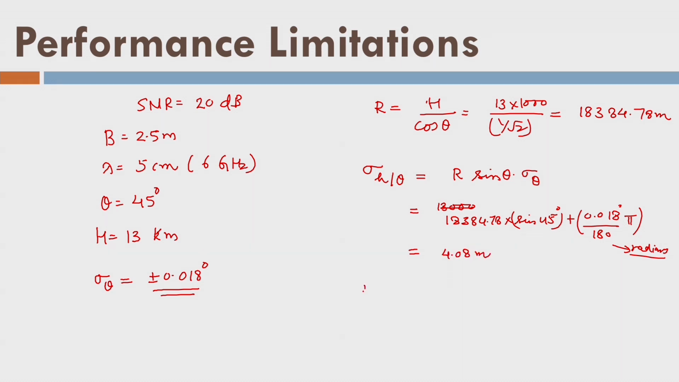At the same time, what about sigma y, r cos theta sigma theta, and if you put this theta equal to 45 degrees, we have this also equal to 4.08 meter. So that's kind of a realistic estimate of height and the error in the height. So the error in the height will be around 4 meters. So we should not expect a very high level of accuracy when the height accuracy itself is 4 meters.